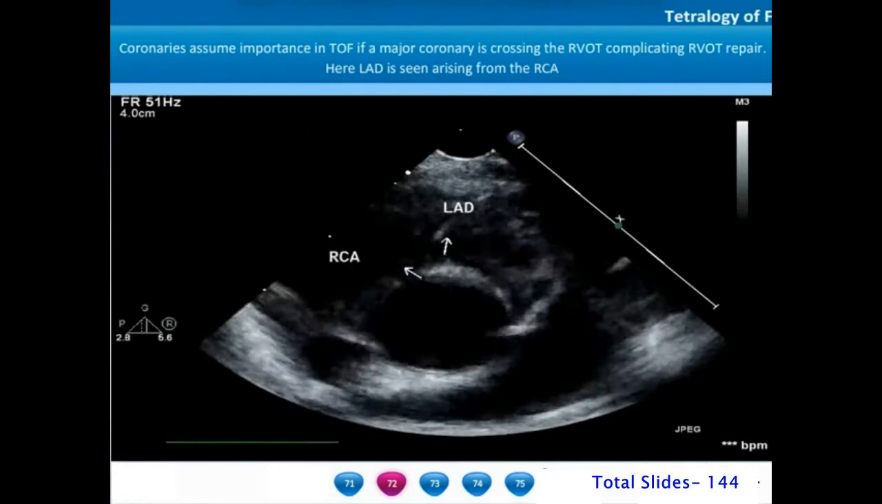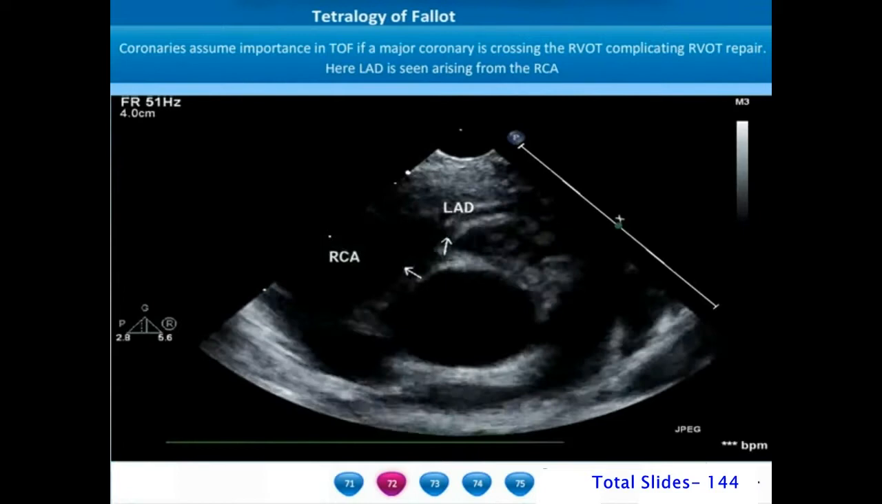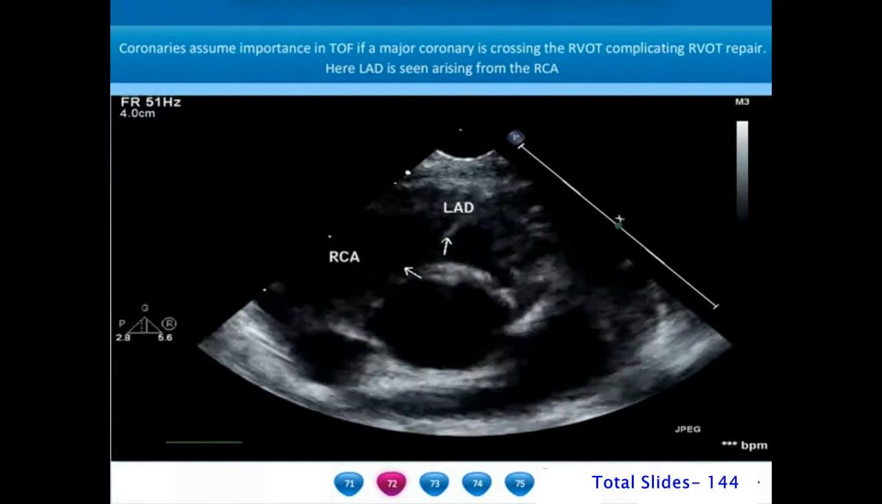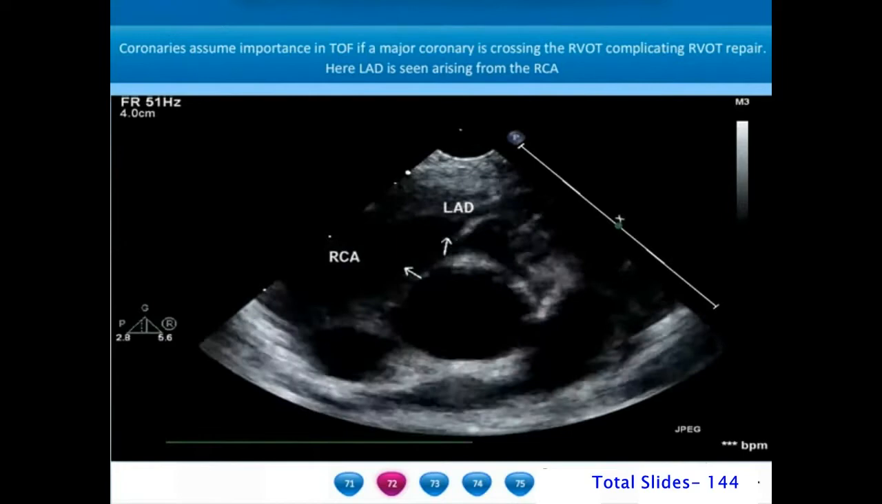Assessment of coronary artery origin is very significant in echocardiographic assessment of tetralogy of Fallot. If there is a coronary artery that crosses the right ventricular outflow tract, it will complicate the repair of tetralogy by preventing a right ventricular outflow tract patch and a transannular patch.